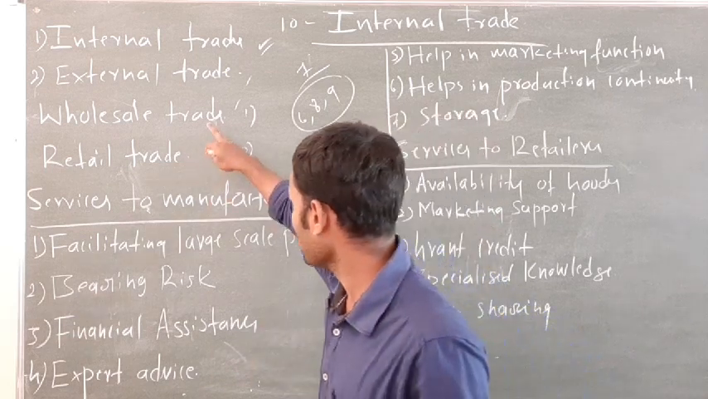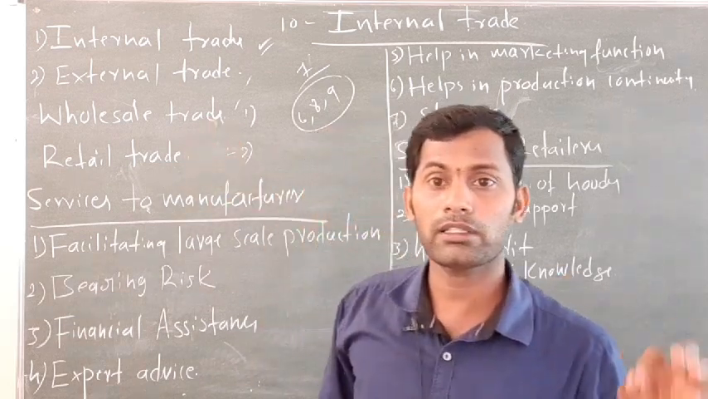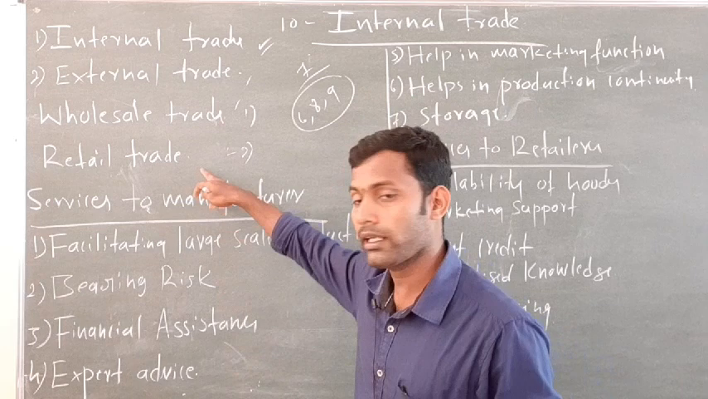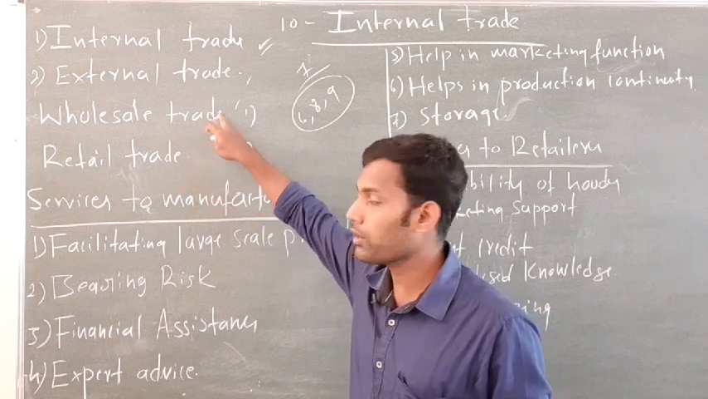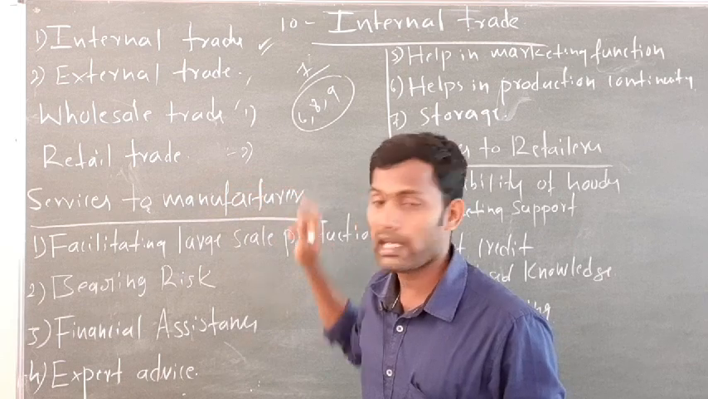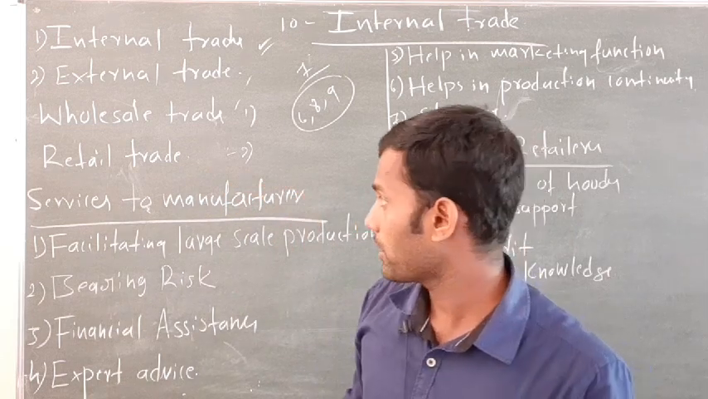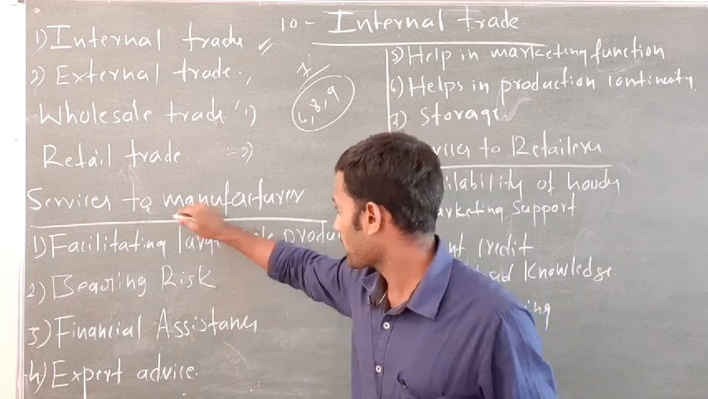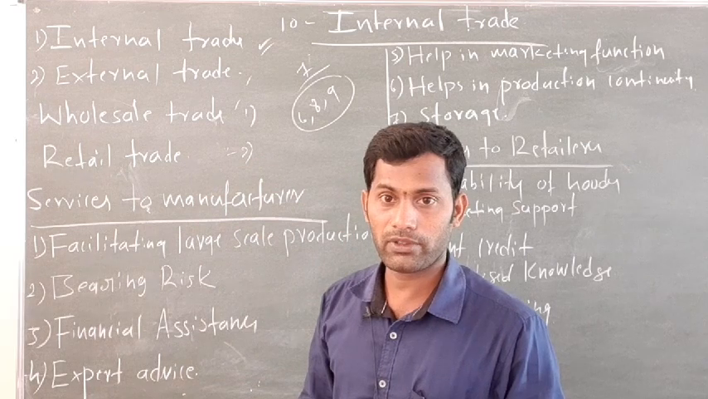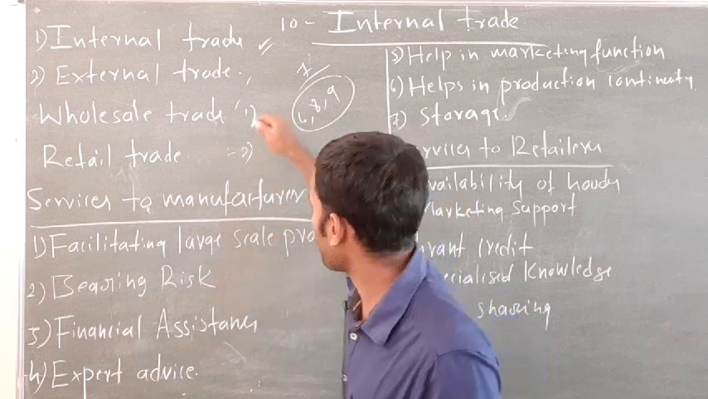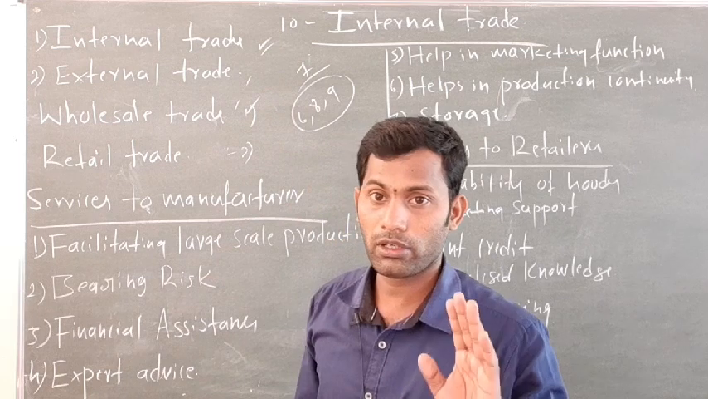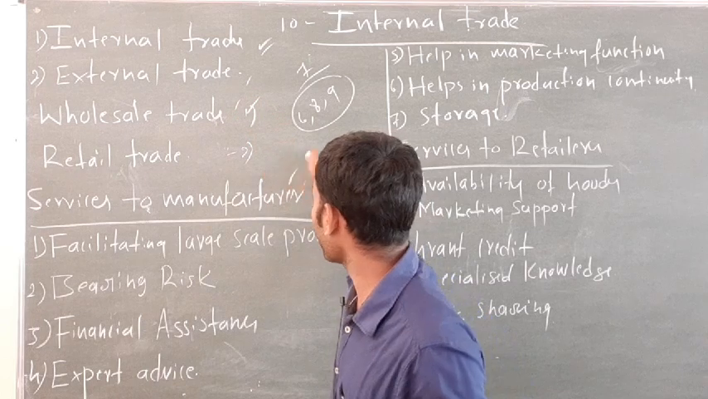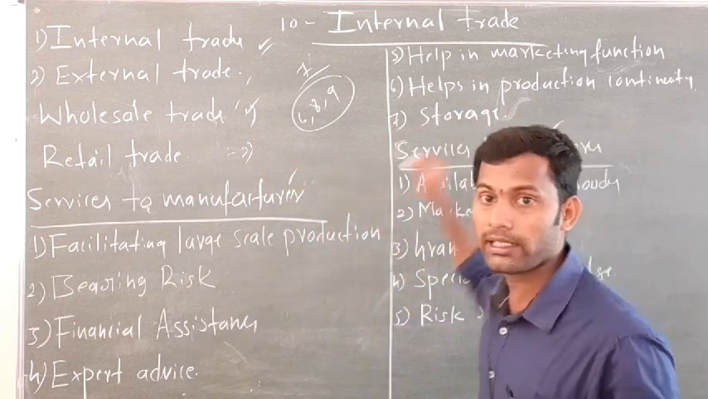Now, the wholesaler purchases goods from the manufacturer, then sells to the retailer. But the retailer purchases goods from the wholesaler, then sells to the ultimate consumer. This is about wholesale trade and retail trade. Now, the services to the manufacturer is the concept. Here we study the services of the wholesaler, not the services of the retailer, the services of the wholesaler to the manufacturer and to the retailer.